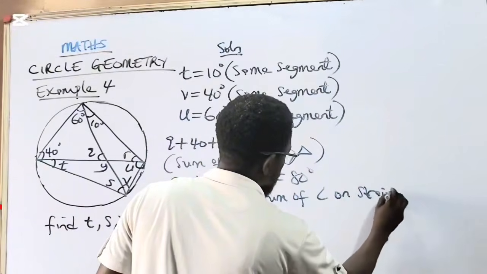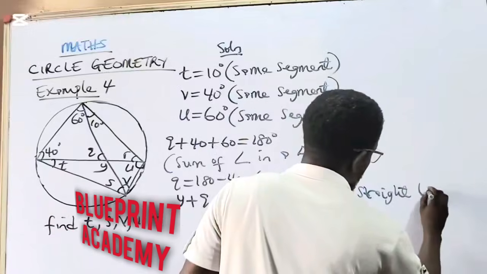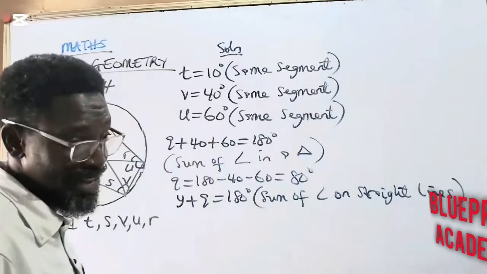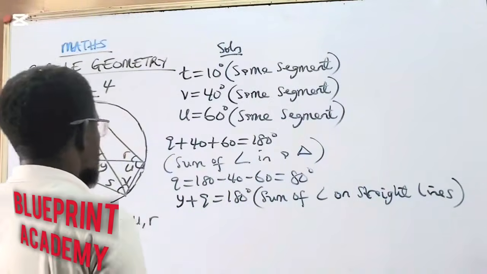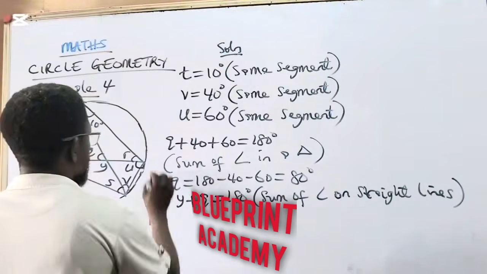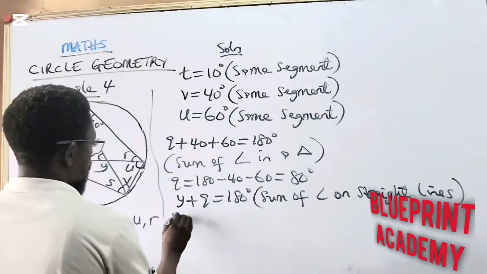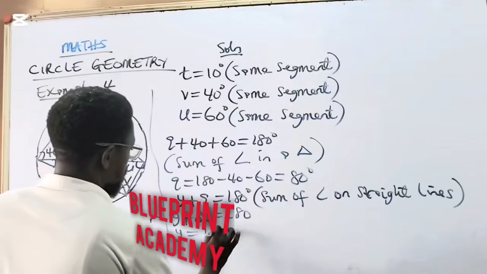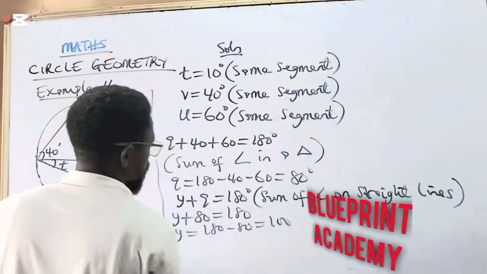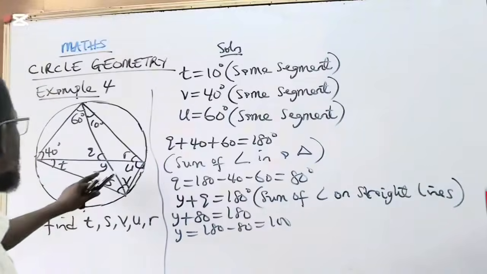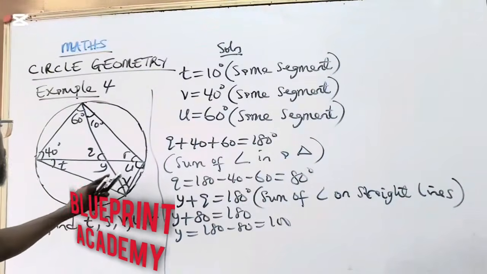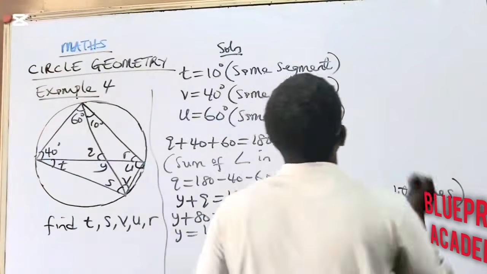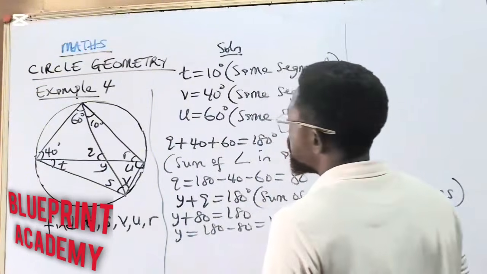Sum of angles on a straight line is what? 180. That's from angles and lines, not from circle geometry. So now that I know that Q is 80, I get Y plus 80 equals 180. So Y will be 180 minus 80. That will be 100. So now that I know the value of Y, I can get the value of S. For S plus Y plus T is what? 180 degrees. That's sum of angles in a triangle.